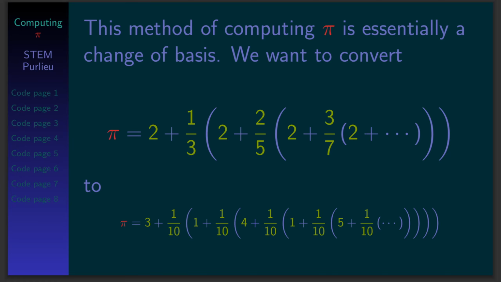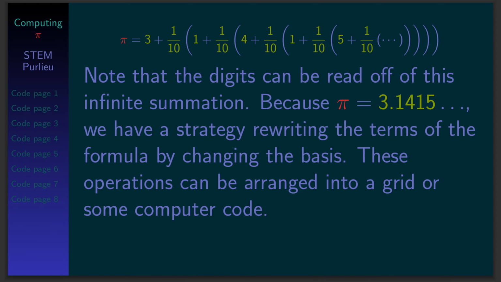To calculate the decimal digits of pi, we need to convert these fractions into expressions of the form shown here. So we can read off the digits 3, 1, 4, 1, 5, 9, 2 when we calculate pi in this way, and then those are saved or discarded.